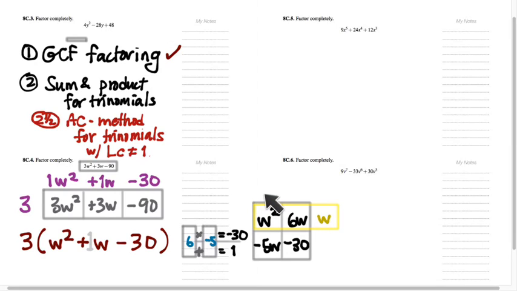And if I then fill in the missing factors here, what's the missing factor between w and w squared? And between w and 6w? Plus 6. And then finally, what's the missing factor between 6 and negative 30? Negative 5. So how then does that mean that we factor w squared plus w minus 30?